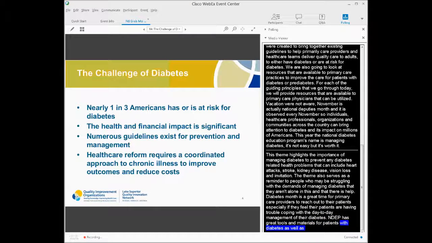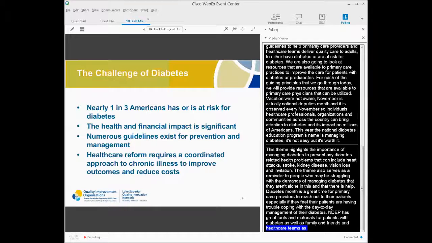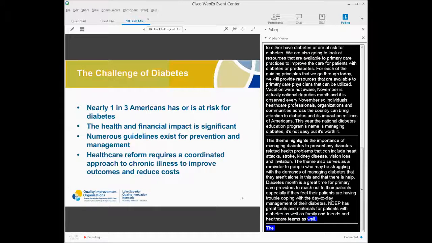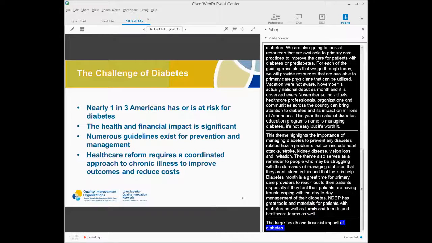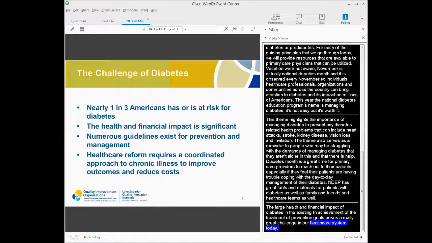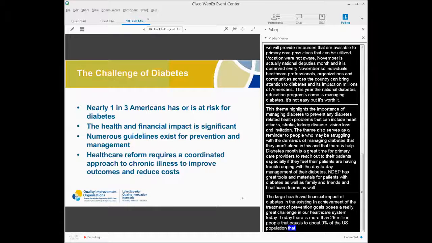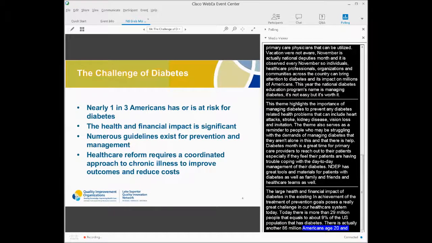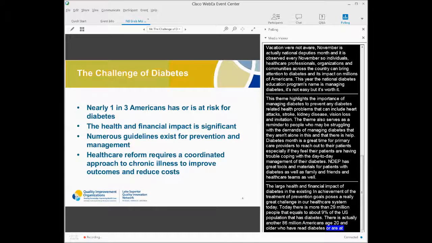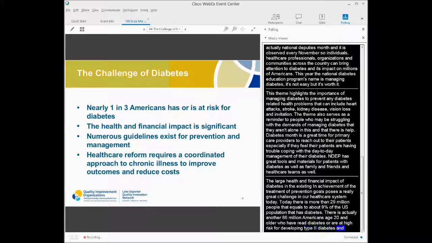The large health and financial impact of diabetes and the existing gap in achievement of the treatment and prevention goals poses a really great challenge in our healthcare system today. Today there are more than 29 million people, which equals about 9% of the U.S. population, that have diabetes. There are another 86 million Americans aged 20 and older who have prediabetes or are at high risk for developing type 2 diabetes and heart disease. That equals 1 in 3 Americans that either has or is at risk for diabetes.